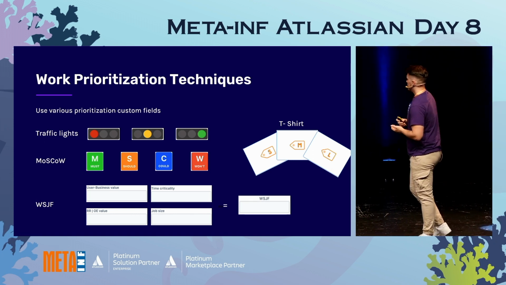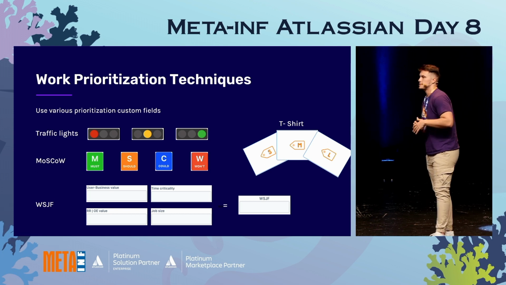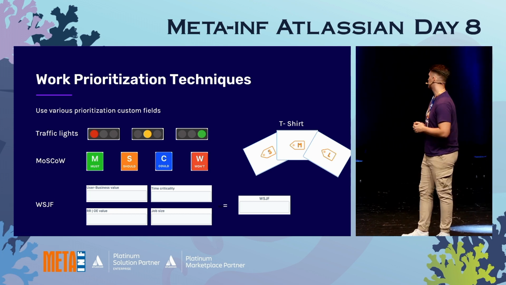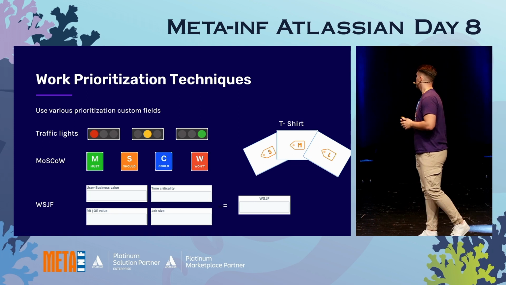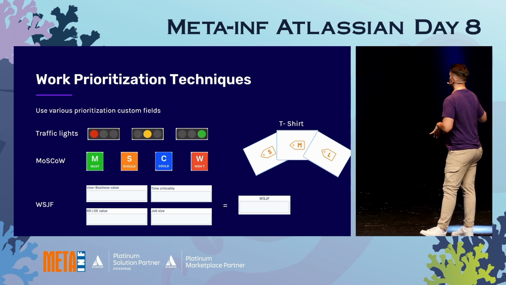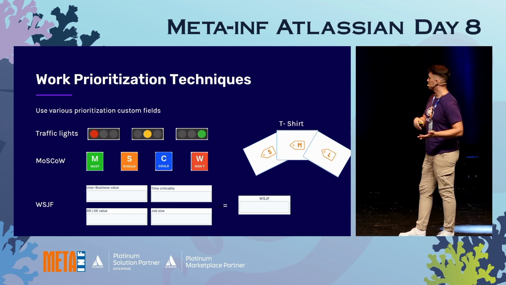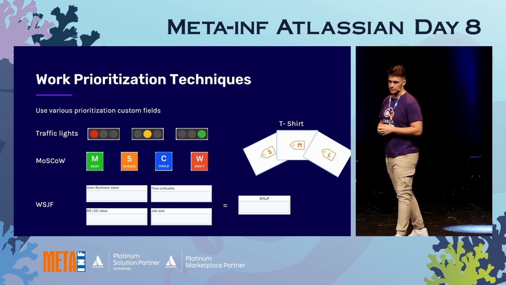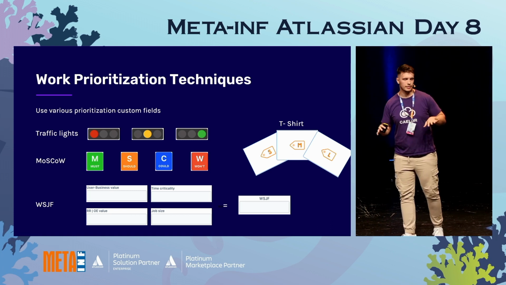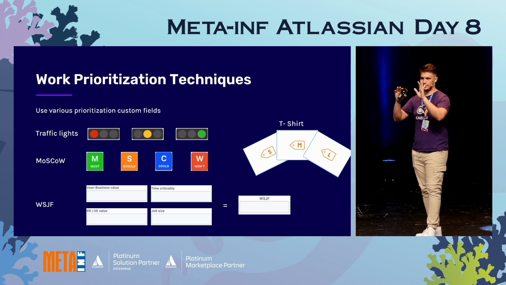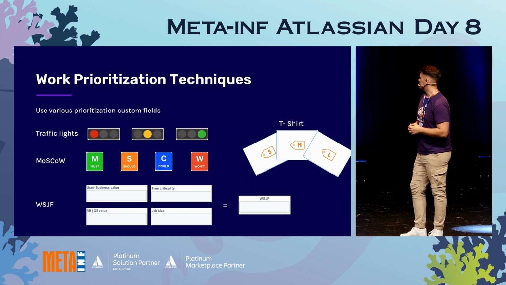The WSJF method, which is used massively in SAFe, the Scaled Agile Framework, is not really a prioritization field, more of an estimation, but you know, those go hand in hand. Then there is the t-shirt size field. It's also cool if you don't like story points and you want to estimate things more visually.